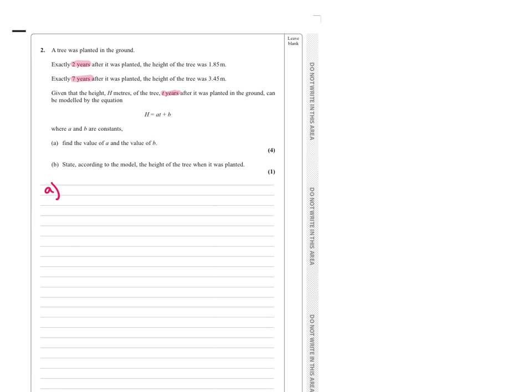Okay, in the first one, it's told us the height is h. So we've got 1.85 and 3.45. If I was to fill this in, we're going to have h is, for the first one, our height is 1.85 equals a lots of 2 plus b, because we don't know what a and b are yet. And then for our second one, we're going to have 3.45 equals a lots of 7, again, plus b.